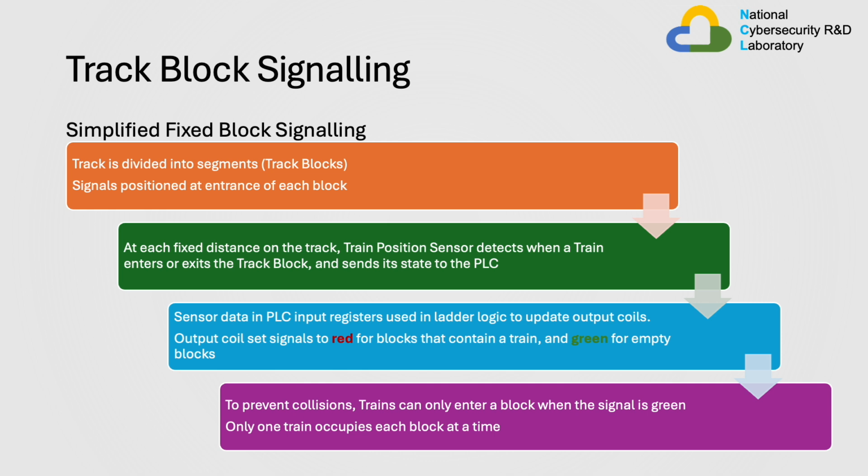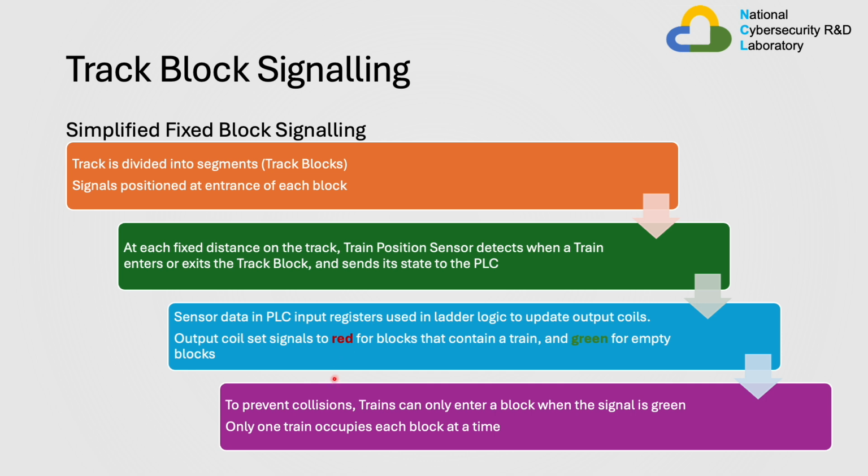Now, the railway's track block signaling is a simplified version of fixed block signaling. Firstly, each track is divided into segments, or track blocks, with signals positioned at the entrance of each block. At each fixed distance on the track, there is a train position sensor, a small grey box, that detects when a train enters or exits the track block and sends its state to the PLC.